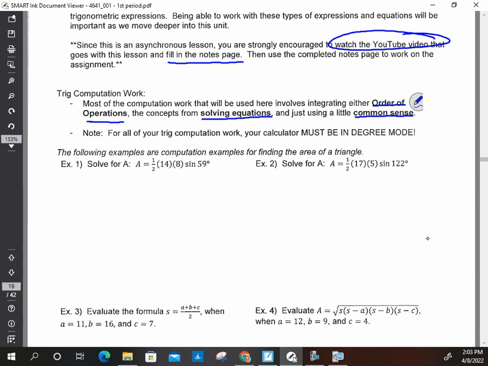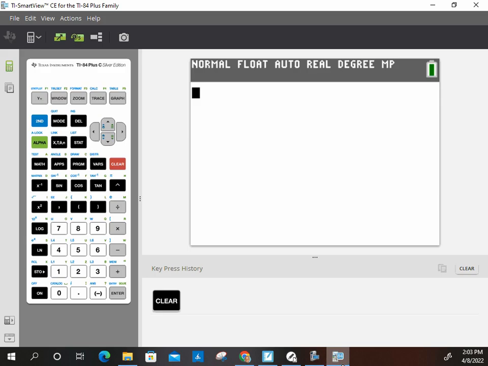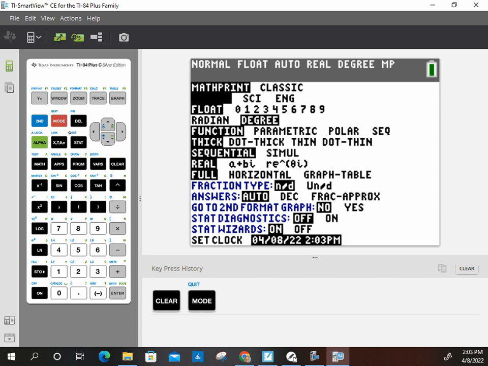Main thing to keep in mind, your calculator must be in degree mode. So again, if you have the small blue scientific calculator, you will have no problem. If you have the graphing calculator, then remember for a graphing calculator, you go to where it says mode. Look for where it says radian degree and just make sure that degree is highlighted. As long as degree is highlighted, then you will be good to go and you shouldn't encounter any problems with what we're about to do.